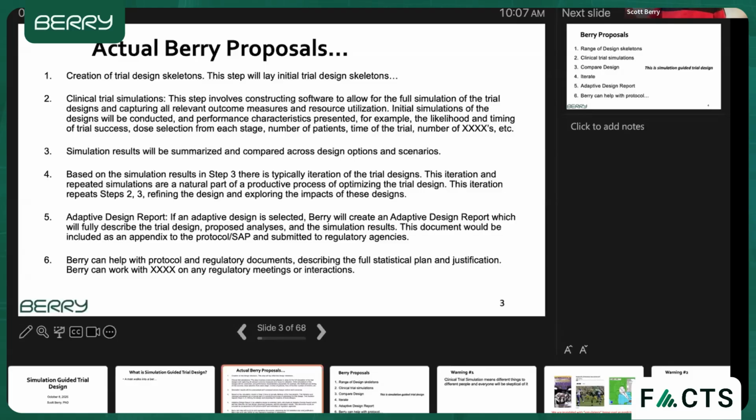When that process of iterating is done, you write up the design, you create an adaptive design report that fully describes that design. This is where people's view of this can be different, is they see an adaptive design report on that design. And this is part of the protocol, and this can be an appendix to the SAP.